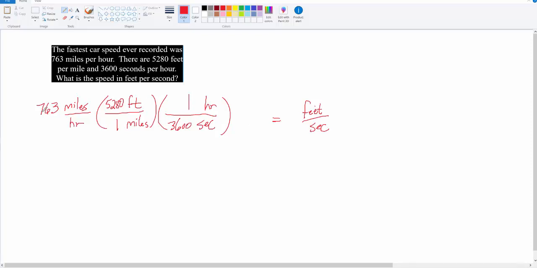And so you're just going to multiply 763 times 5,280 and then divide by 3,600. The answer comes out to be 1119.1 feet per second.